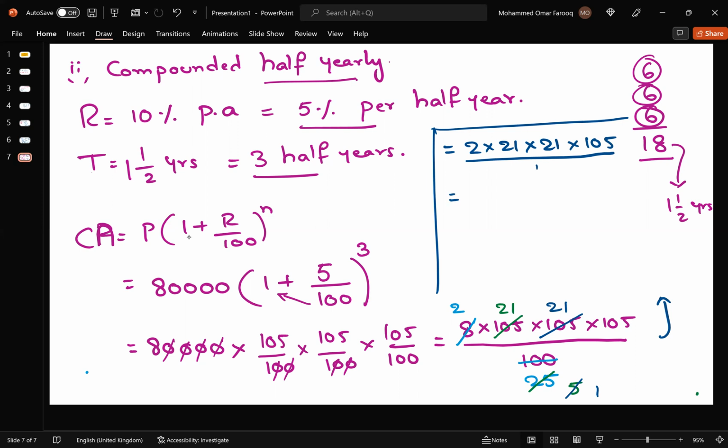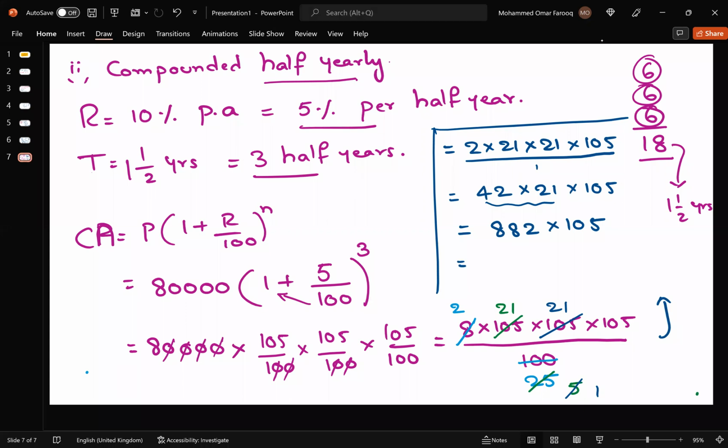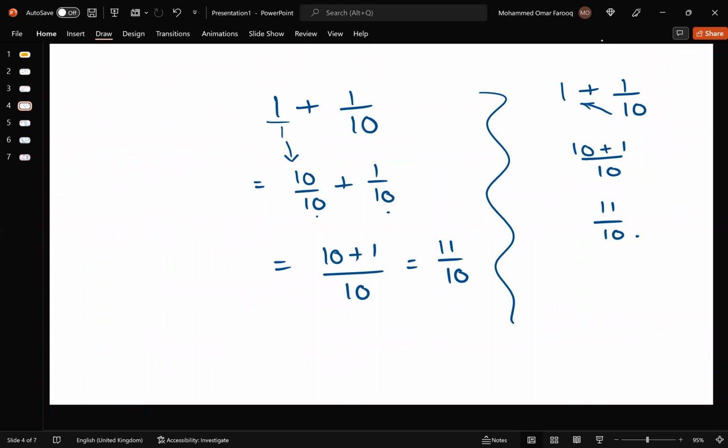So that equals, now do it, my dear students. 2 into 21 is 42. So 42 multiplied by 21 multiplied by 105. So that is equal to 42, when you multiply with 21, it is 882 multiplied by 105. So when we multiply 882 by 105, the answer will be 92,610. So when you compound it half yearly, the amount is 92,610. Let us see what the question says.